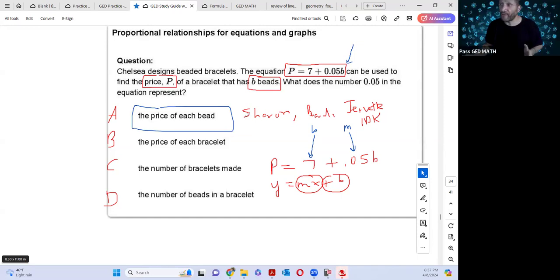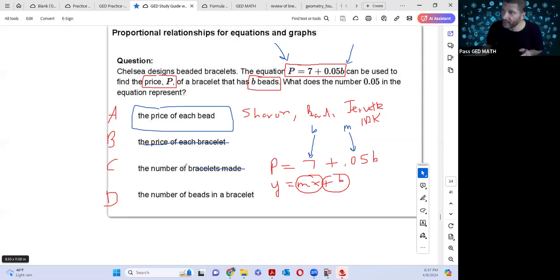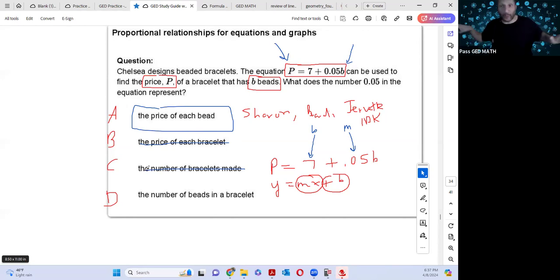Well, we know the 0.05 doesn't represent the price of the bracelet, so it can't be B. Because it's saying beads, not bracelets. It can't be the number of bracelets made because there's no variable for that. It's impossible to be C. So this is the point I want to make to you. Even if you eliminated B and C, now A and D, eeny, meeny, miny, moe, take an educated guess. You got it down to 50%. So even if you don't know, that's the thing I want you to understand.